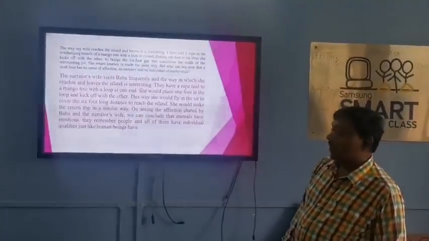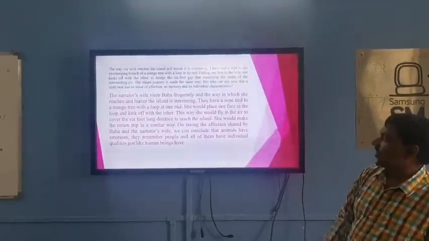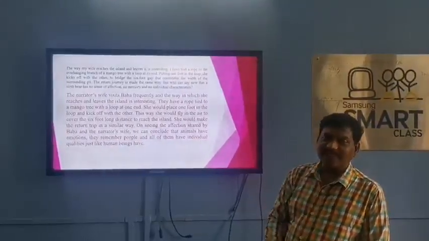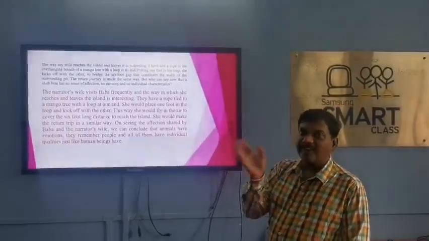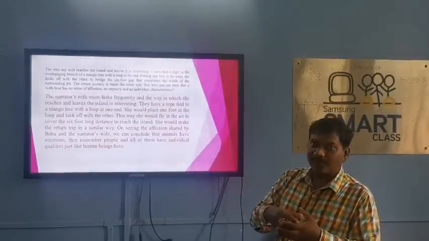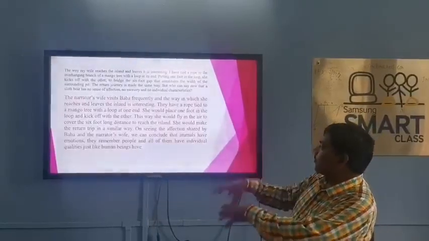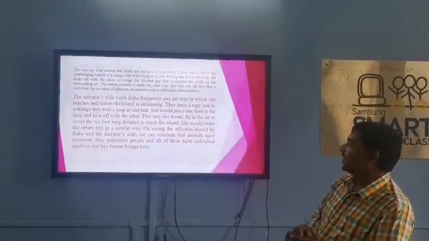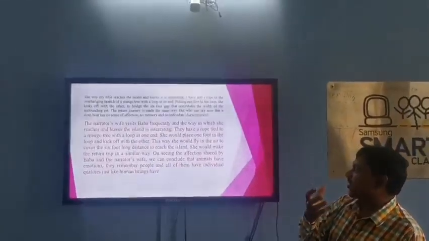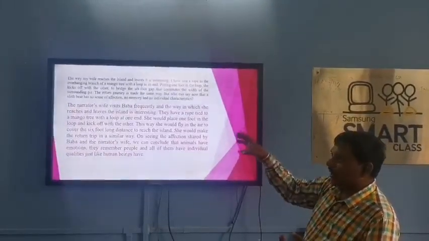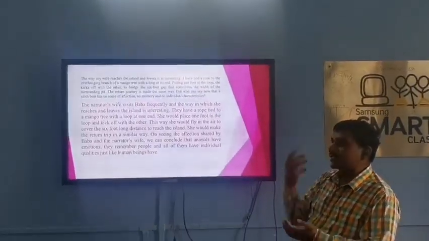The narrator's wife visited Baba very frequently. She visited the island frequently, and the way in which she reached and left the island is interesting. She reached the island in a funny way. How? They had a rope tied to a mango tree with a loop at one end. She would place one foot in the loop and kick off with the other. How interesting it was. She would fly in the air to cover the 6 feet distance to reach the island. So that was the way of reaching the island. And she would make the return trip in a similar way.